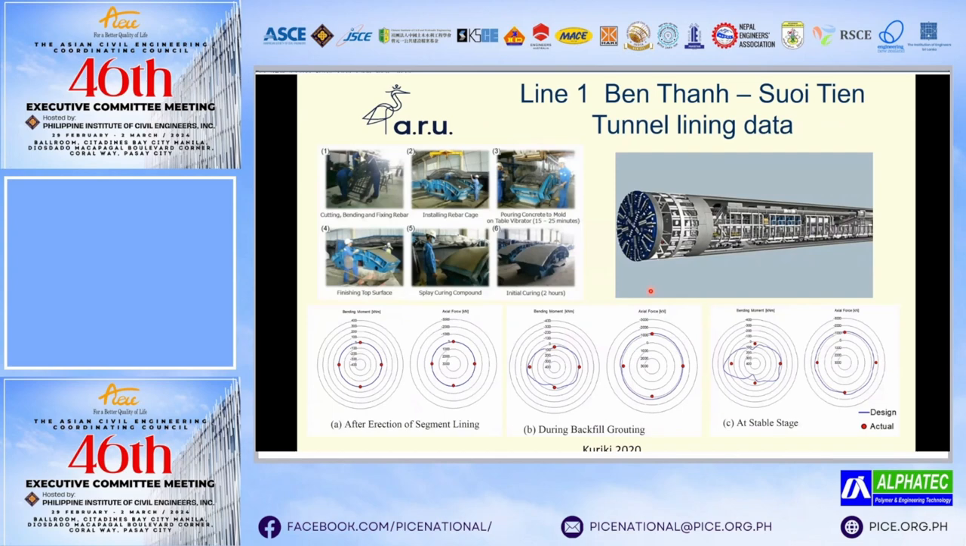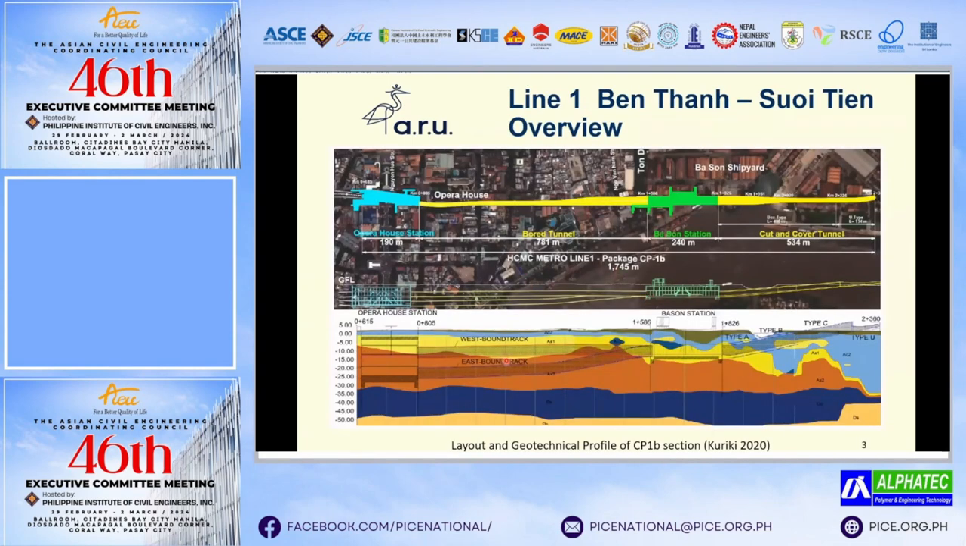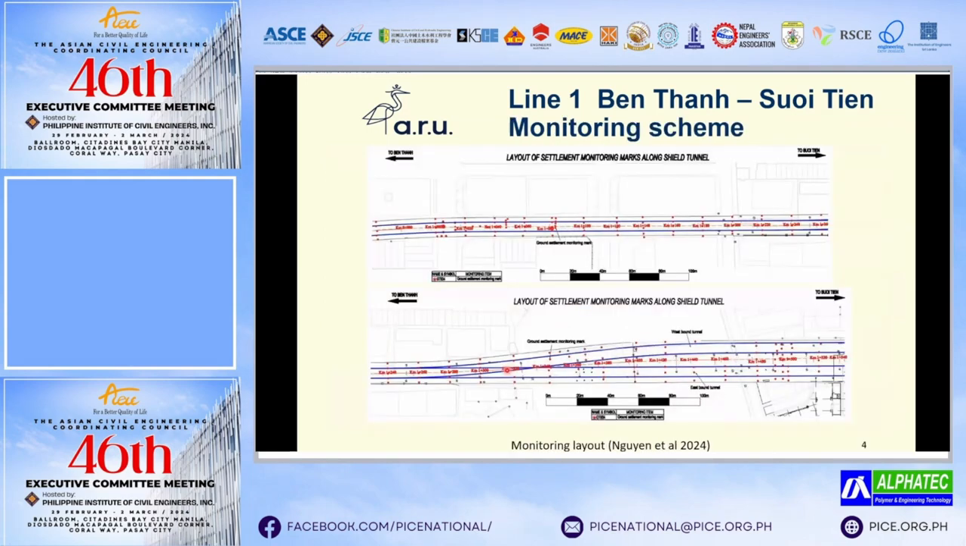And the other monitoring scheme that was also carried out was the lining deformation. You can imagine, because the westbound tunnel was constructed after, the lining of the eastbound was monitored to make sure the construction of the westbound did not cause any significant deformation and displacement to the existing tunnel, which was the eastbound that was constructed first.